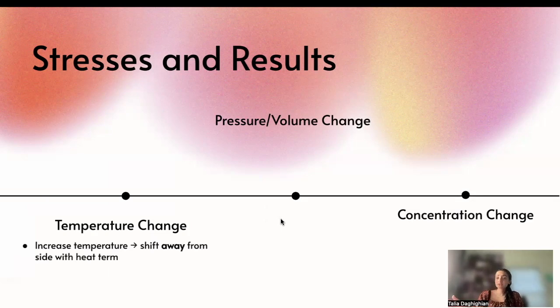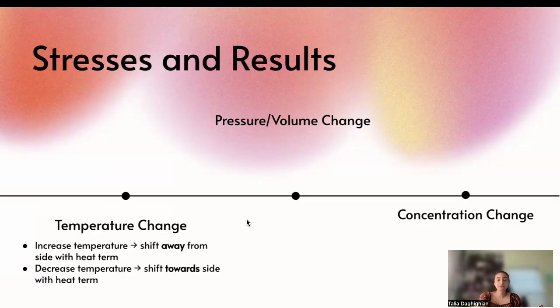So the first stress we can put our system under is increasing temperature. And we've seen how in reactions we have heat terms either as reactants or products, meaning a reaction is either endo or exothermic. So if we increase temperature, the reaction is going to shift away from the side with the heat term. And then the reverse will happen if we decrease temperature. The reaction will shift towards the side with the heat term.